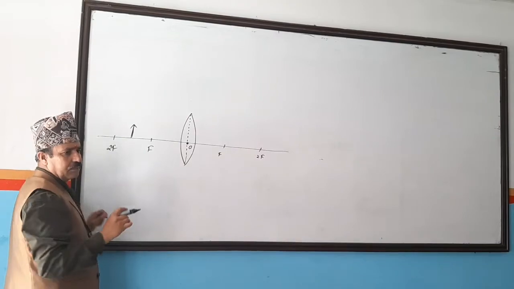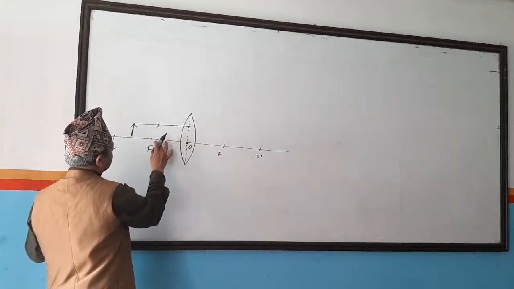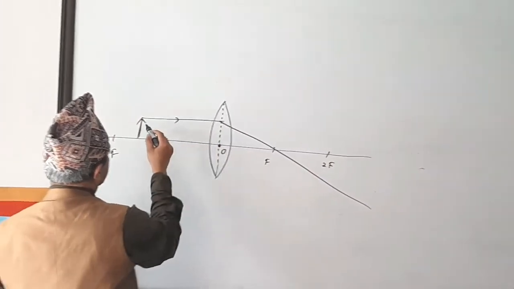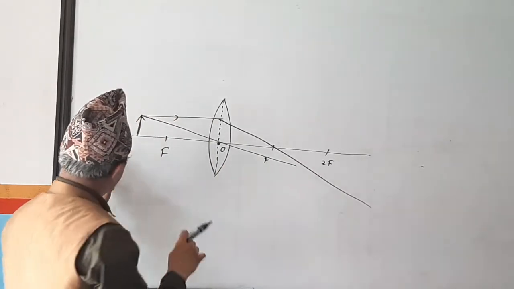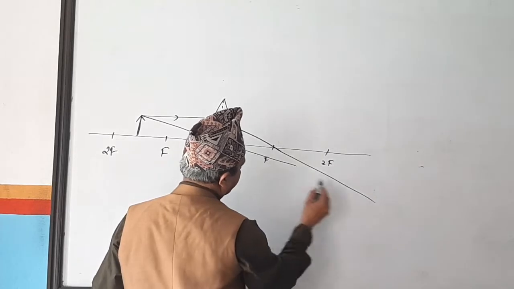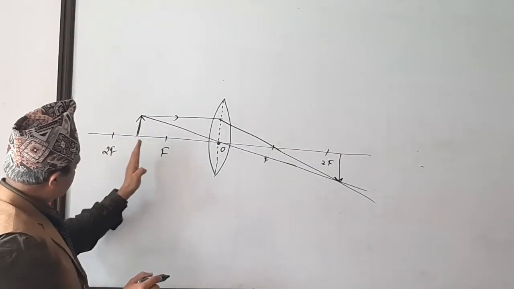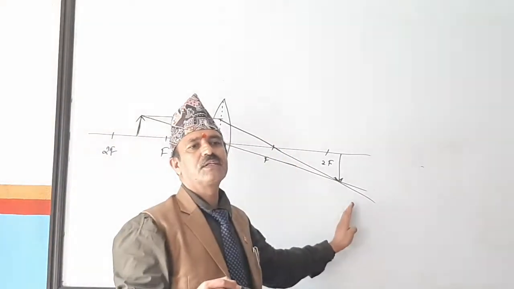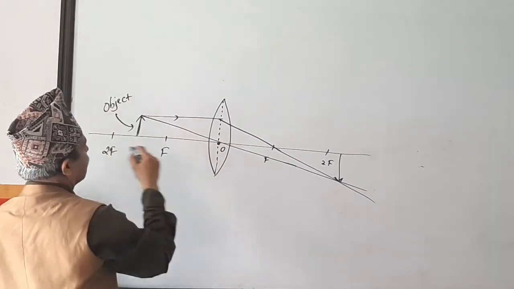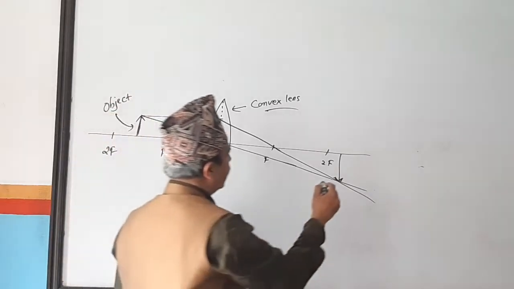It's here. Then basically we have to draw two rays. One going parallel to principal axis. This line is called principal axis. It is parallel, goes from F. Another goes from optical center. It is in between F and 2F, so on the next side they must join. Right hand side of 2F, image also must be formed right hand side of 2F. What is this? Object. And what is this? Convex lens. And what is this? Image.